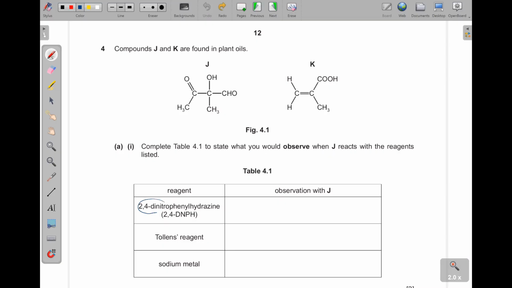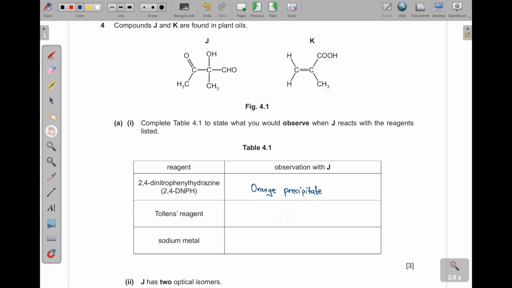Now, here 2,4-dinitrophenylhydrazine tests for the presence of carbonyl compounds. So there is a ketone, that means we shall get a positive test for that. And also this one, positive test. So that means we are going to have an orange precipitate. Sometimes you can say red or yellow. It depends on what you're seeing, but majorly we use orange.